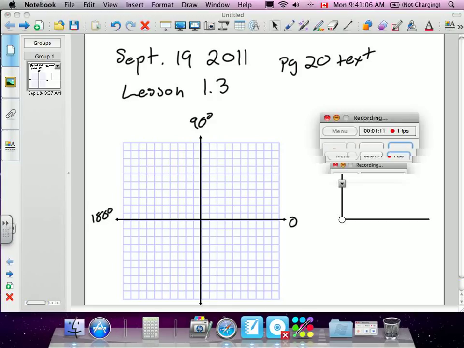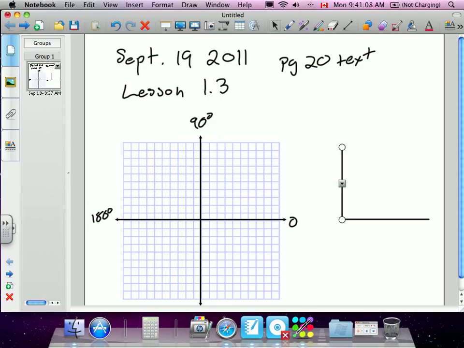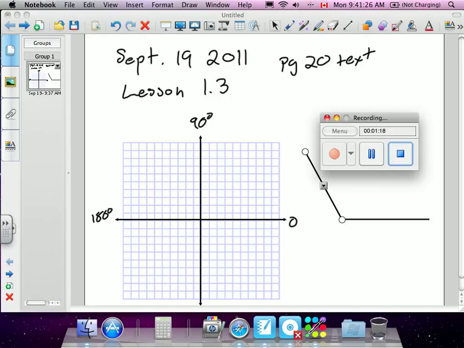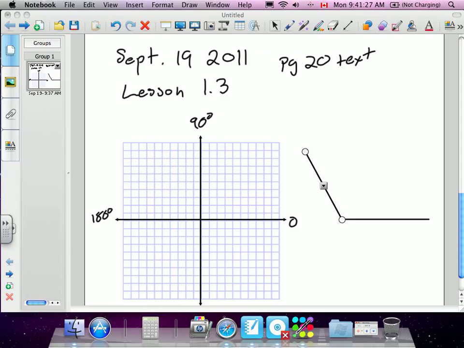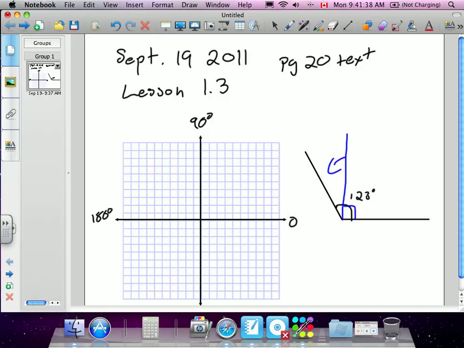Okay, so let's suppose we have an angle that is 123 degrees. So that means this is an angle that is greater than 90. 90 is just straight up and down. This one goes past 90. What we used before won't work on obtuse angles, our trig ratios.